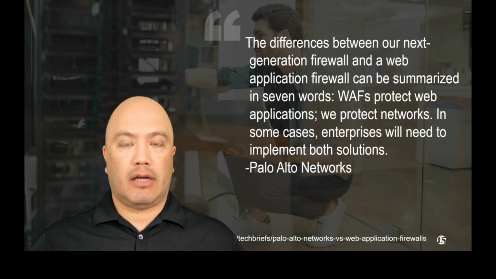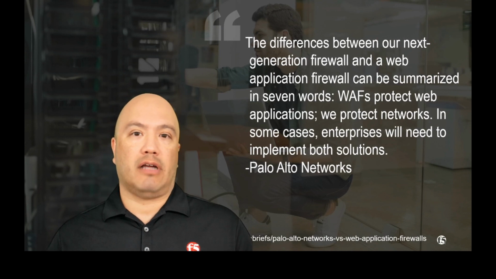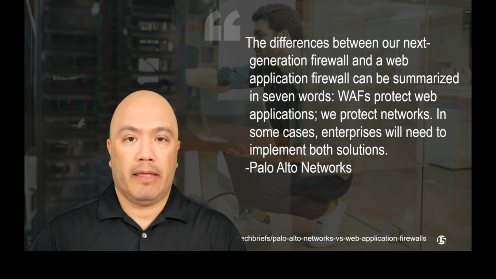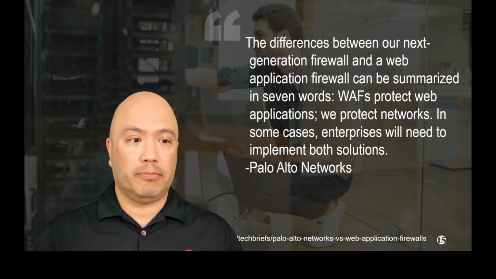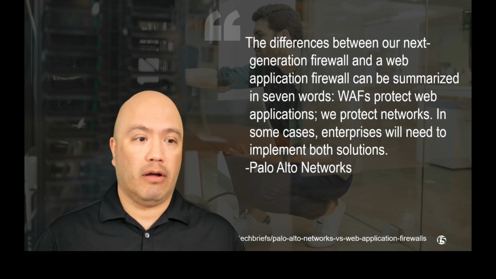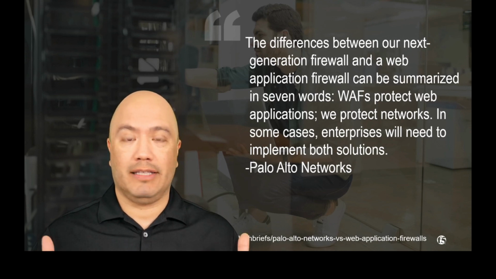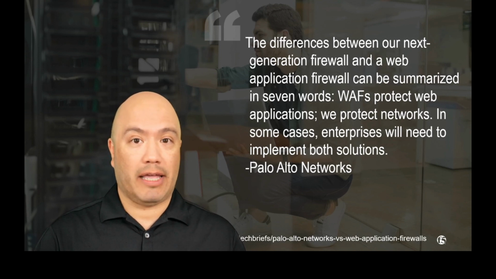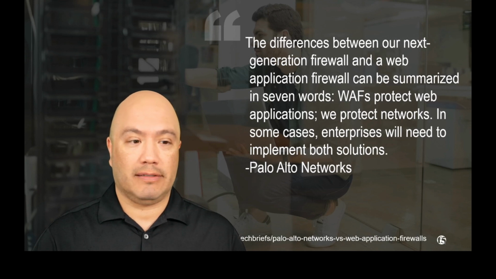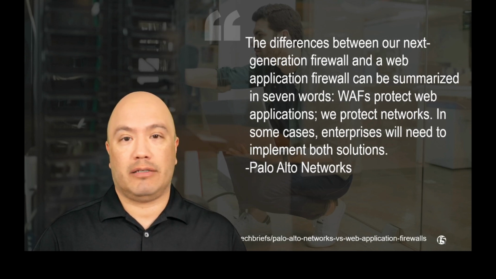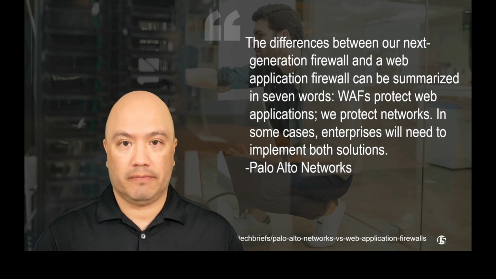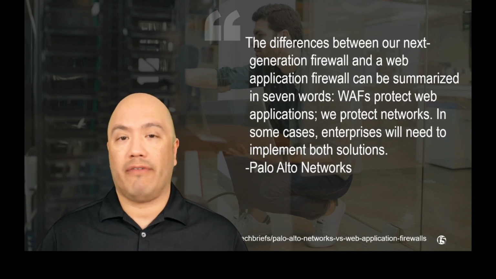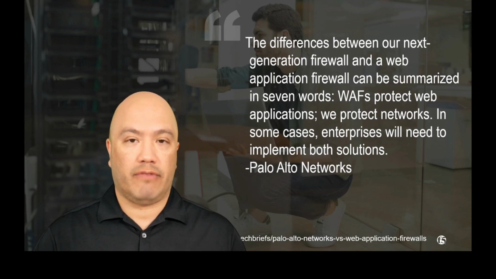So let's talk about a web application firewall and what the differences are real quick. So I like to grab, this is actually right from Palo Alto's website. They say that the differences between a next-gen firewall and a web application firewall can be summed up in 7 words. Basically, web application firewalls protect web applications. We protect networks. In most cases, enterprises are probably going to have to implement both solutions. So I couldn't have said it any better myself. They're absolutely right. You're probably going to need to have a WAF and a next-gen firewall in your environment.